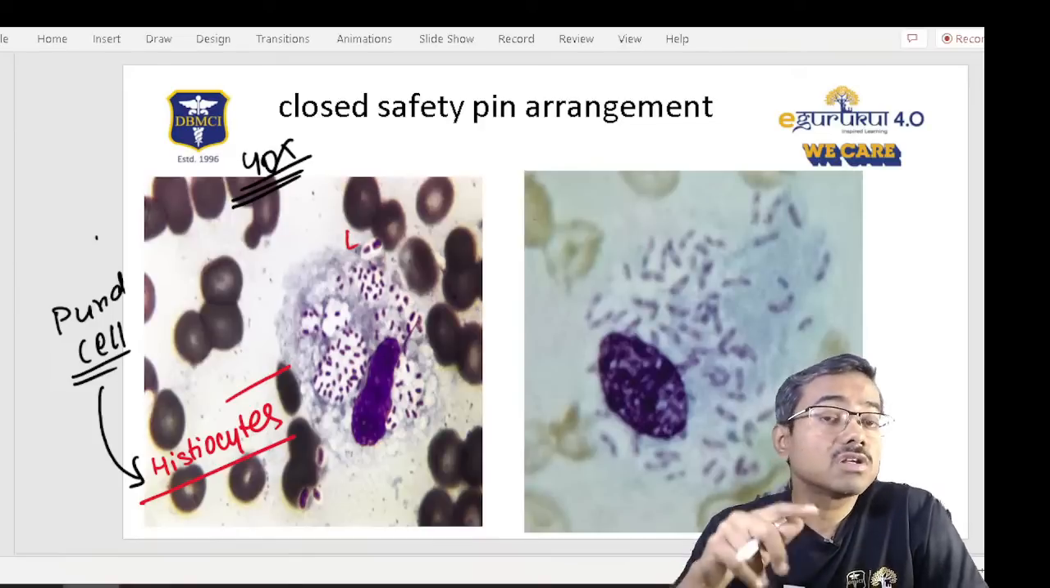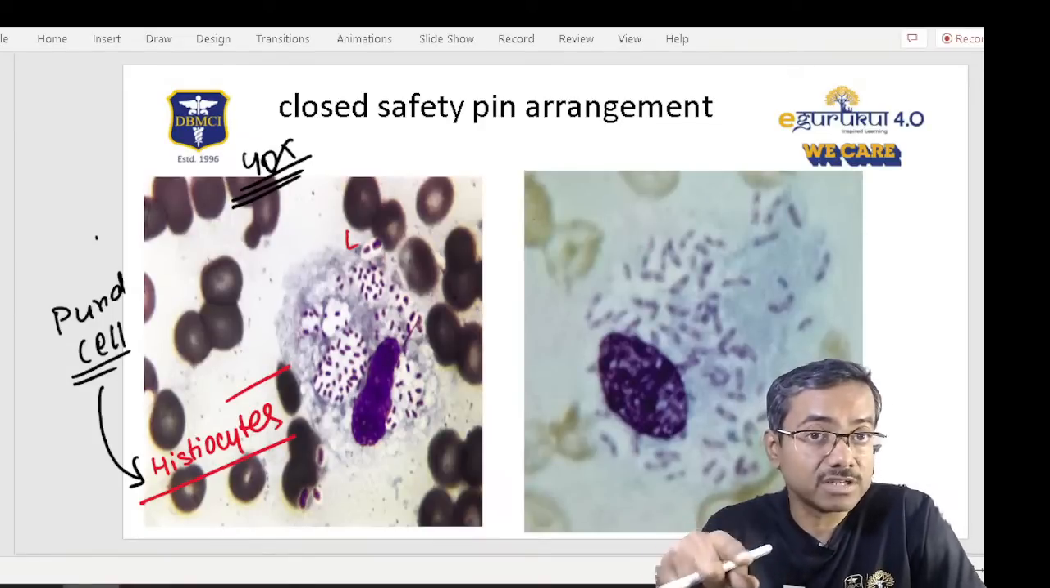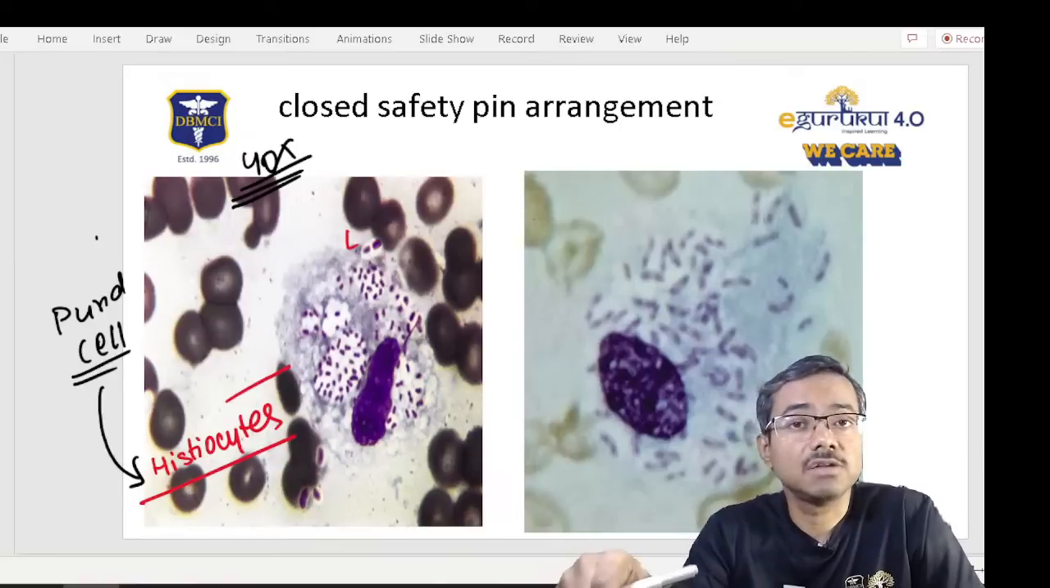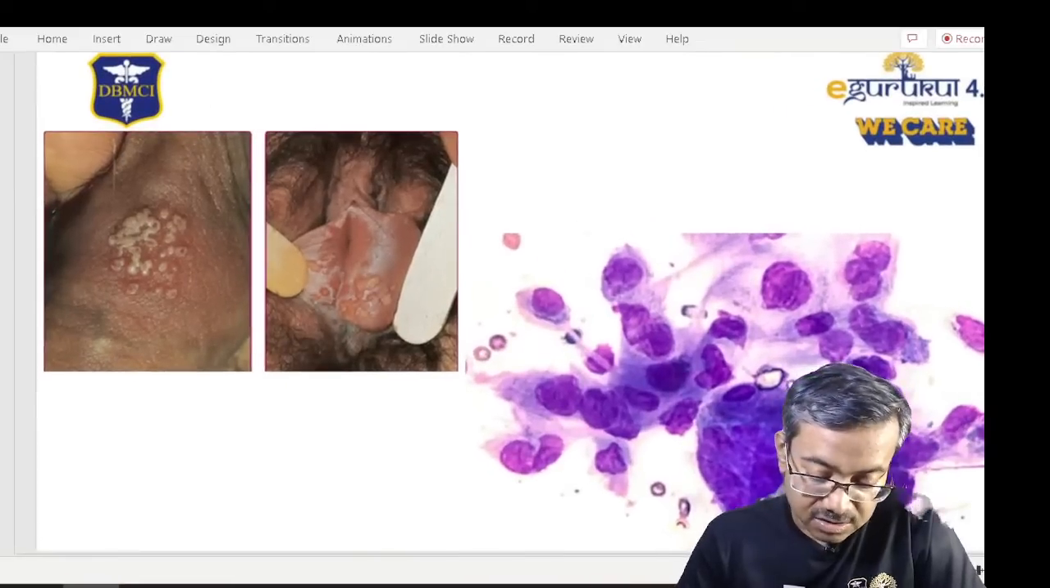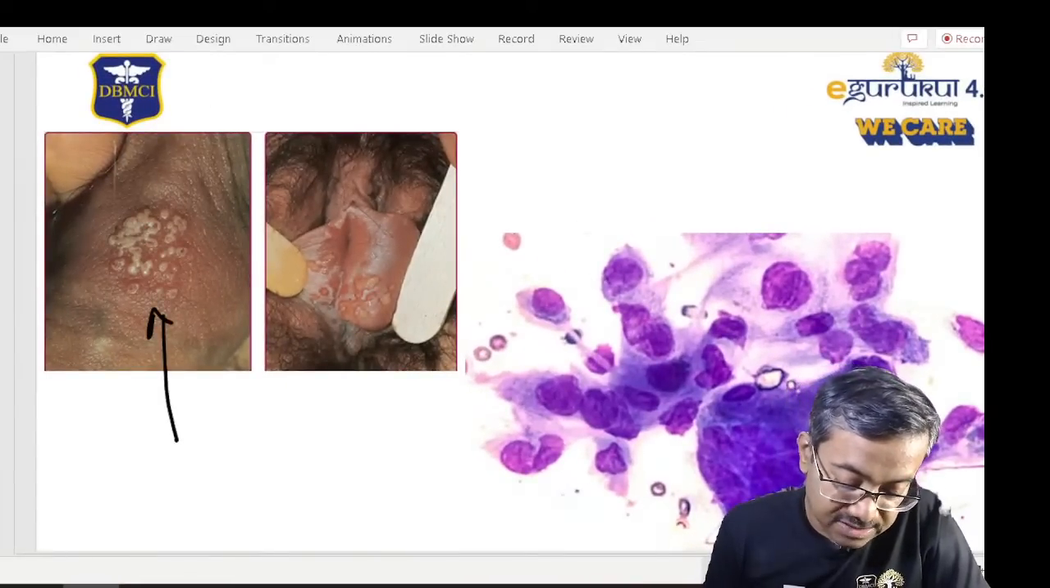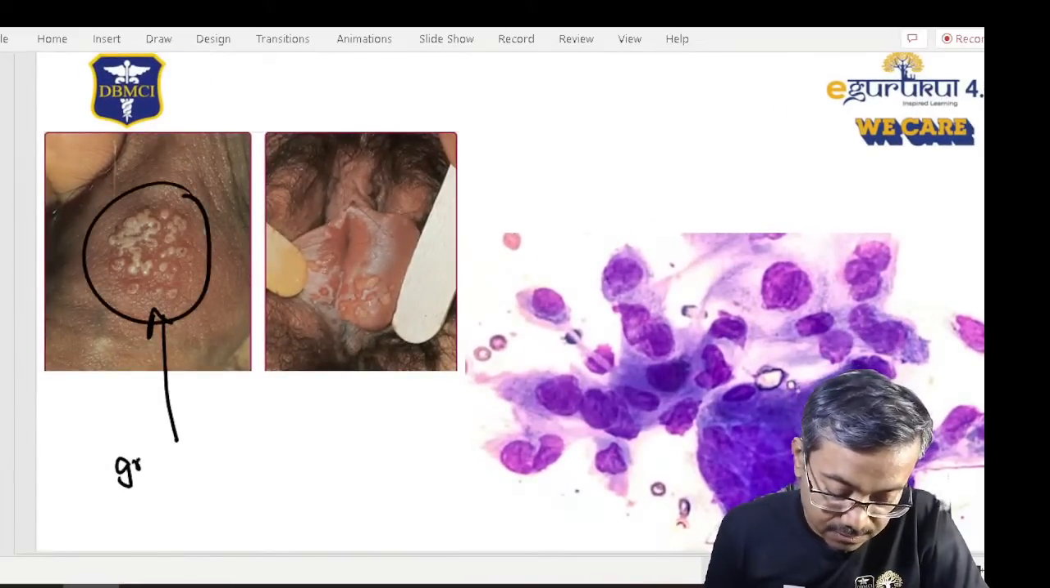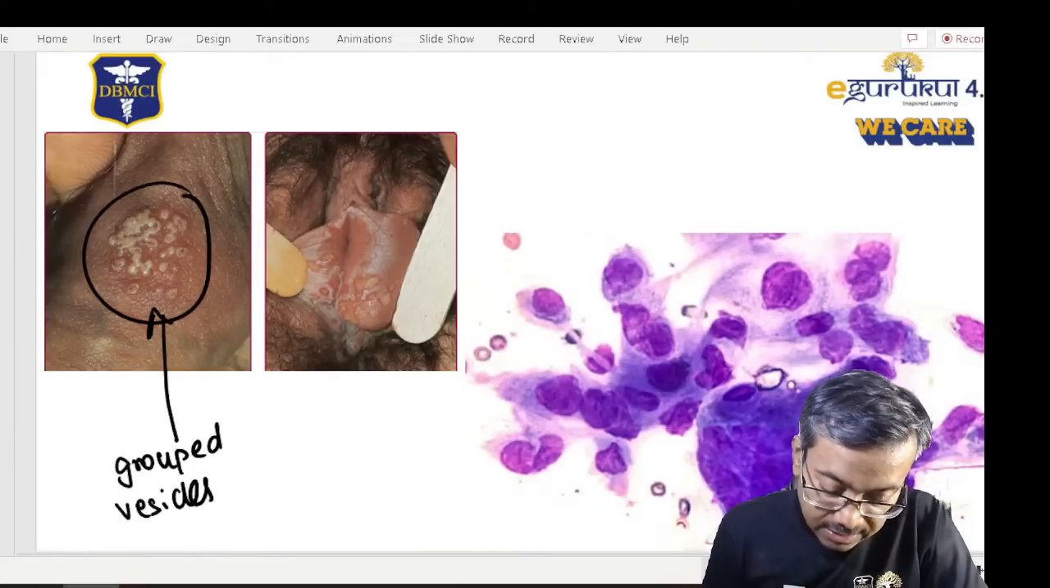Okay, don't confuse Donovan bodies with LD bodies. LD is Leishman Donovan bodies, that is Leishmaniasis and PKDL. But this is Donovan body, that's actually different, right? And this is just to show you the herpes Tzanck cell. This is the grouped vesicle. I'll show you all these grouped vesicles. And these are grouped ulcers.